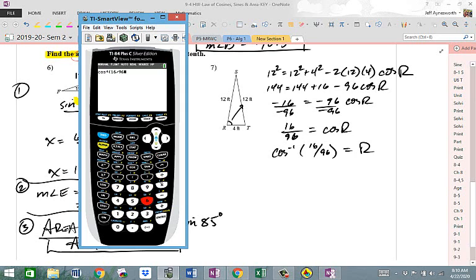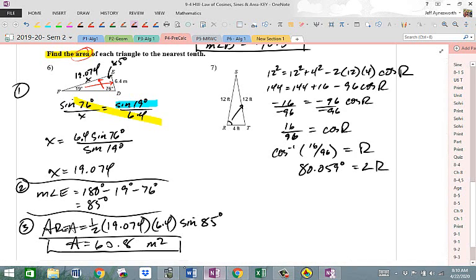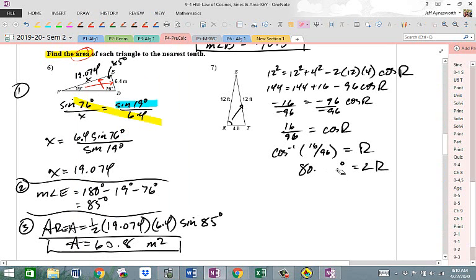And I get an angle of 80.4059 degrees. So 80.4059 degrees equals angle R. And that looks correct. It looks close to a right angle here. Let's see if I wrote it down right. Oh, I didn't write it down correctly. It's 80.4059 degrees. So that's my first step here. Now I have the right information.